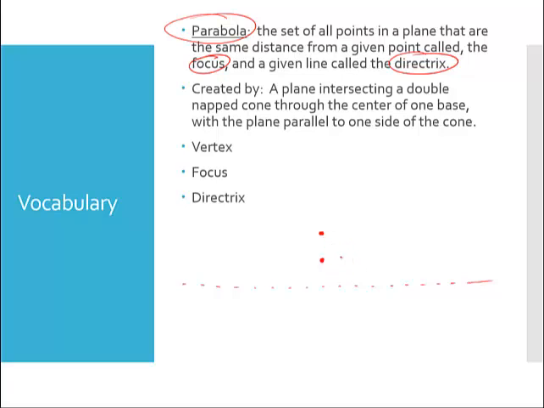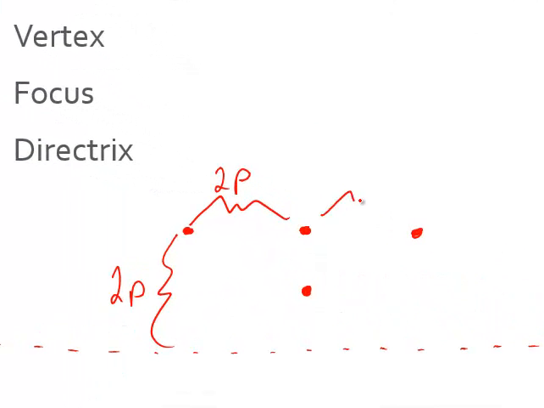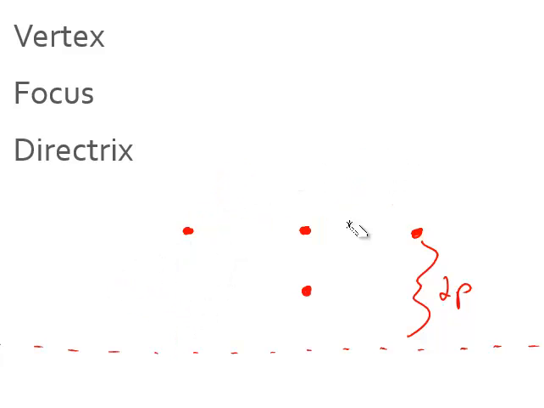Okay, so let's say this point right here is the same distance as well, because this point here is the same distance from your focus and the same distance from your directrix, as well as this point right here. Same distance, same distance. So we have 3 points on our parabola. Now we can go ahead and draw our parabola.